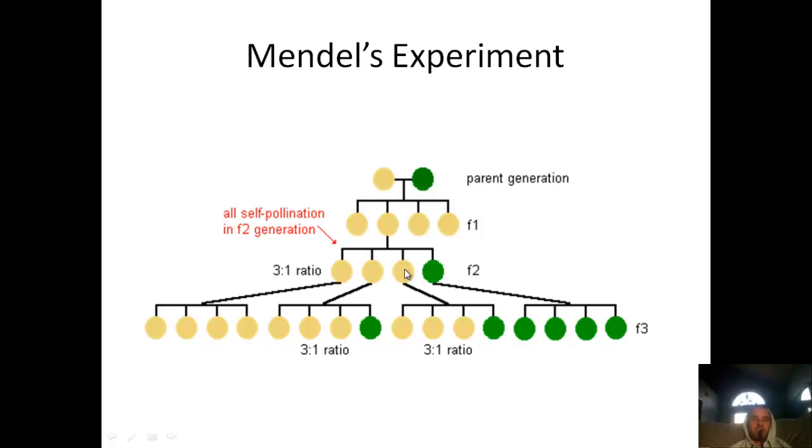What he notices, though, is that 3 out of every 4 are yellow, but 1 out of every 4 is green. So his ratio is 3 yellow plants to one green one. Over all the crosses, he gets this 3 to 1 ratio. And then if you cross the plants out again to a third filial generation, he gets a 3 to 1 ratio of the yellow to green seeds, yellow to green peas.